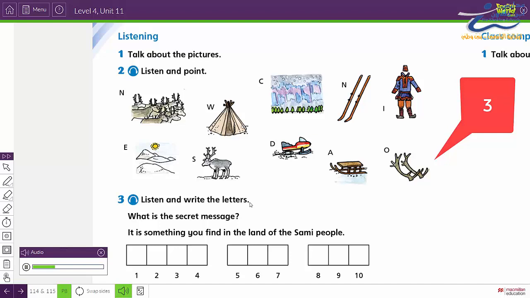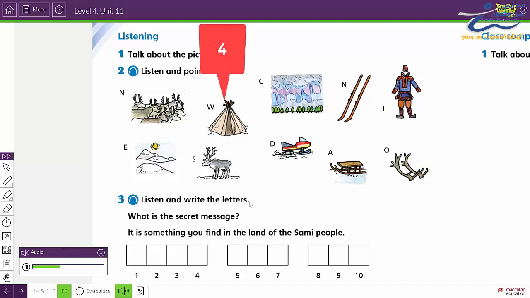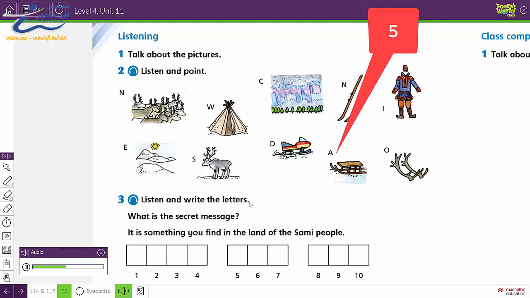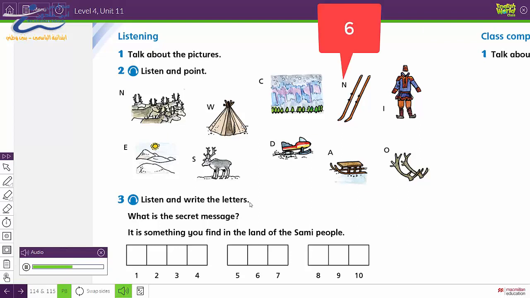Number 4. When the Sami are traveling from place to place with their reindeer herds, they live in tents like this one. Number 5. This is a good way to travel on ice and snow. The Sami put their tents on these and people can sit on them. Reindeer pull them. Number 6. This is another way to travel. You put these skis on your feet and slide over the snow. Number 7. This is much faster than skis or a sledge. 1 or 2 people can ride on them.